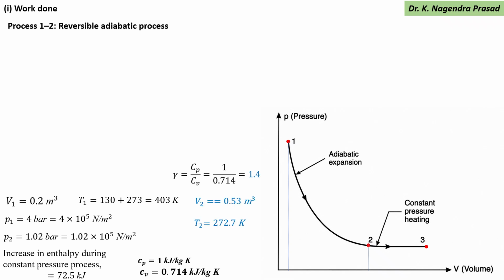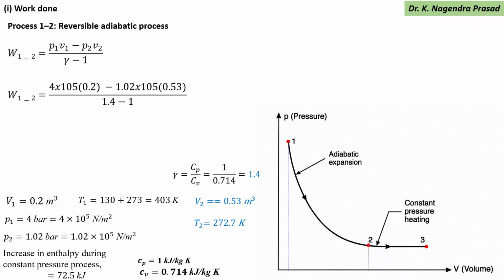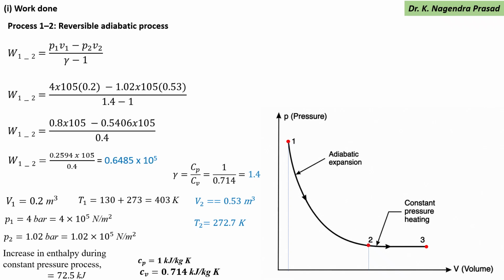So next we will determine the work done in process 1 to 2, that is W12. We know that in the reversible adiabatic process, work done equal to P1 V1 minus P2 V2 divided by gamma minus 1. Here we know all the values, so substituting, we will get the work done in process 1 to 2. So W12 equal to 0.6485 into 10 to the power of 5.